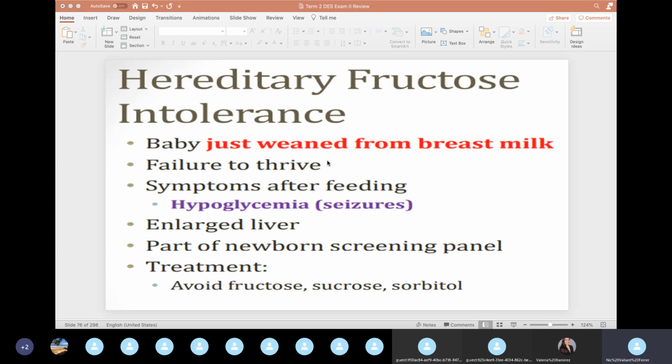Contrast that with your hereditary fructose intolerance. So the baby has just weaned from breast milk. You have failure to thrive. You have hypoglycemia after feeding. You have seizures. They can have an enlarged liver. Treatment: you need to avoid fructose, sucrose, or sorbitol.